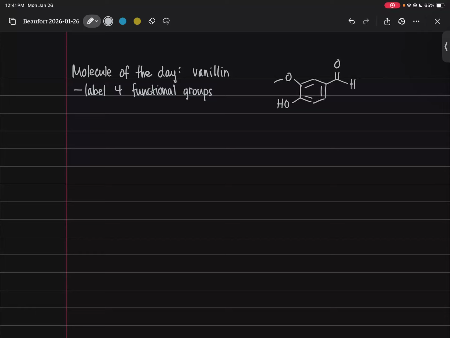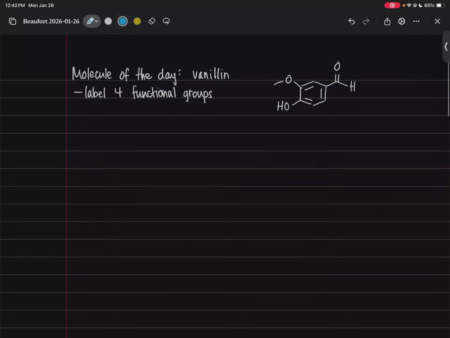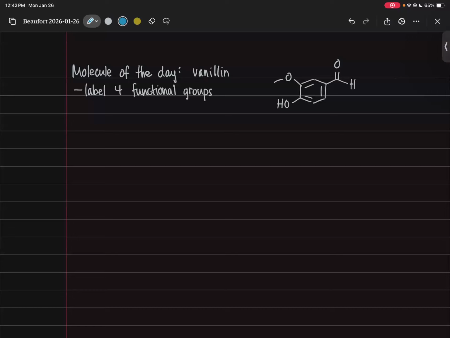We'll use it at the end of the semester, and it's a very nice lab because the whole room smells like vanilla. So you should be able to label 3 or 4 functional groups in this molecule. There's 3 oxygens, 3 heteroatoms, and those are each part of a functional group. There's also this 6-membered ring with the double bonds in it.